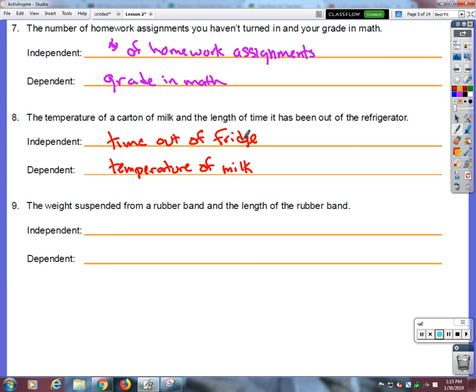Don't overthink it. You got it. The temperature of the milk depends. Because that's the order you say it in, right? Yeah, you say the temperature of milk depends on the time out of the fridge. But since you said the temperature of milk depends, that means it's the dependent.